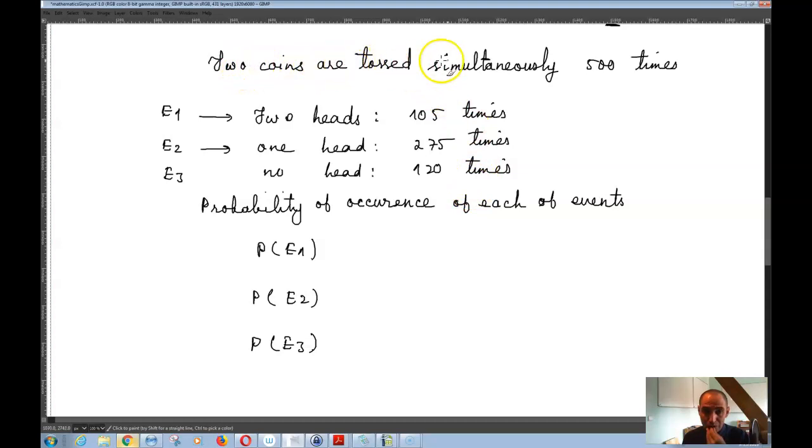Now the 2 coins have been tossed simultaneously 500 times. That means that the total number of trials was 500. And the total number of times that we got 2 heads was 105 times. So that gives you something like 0.21.